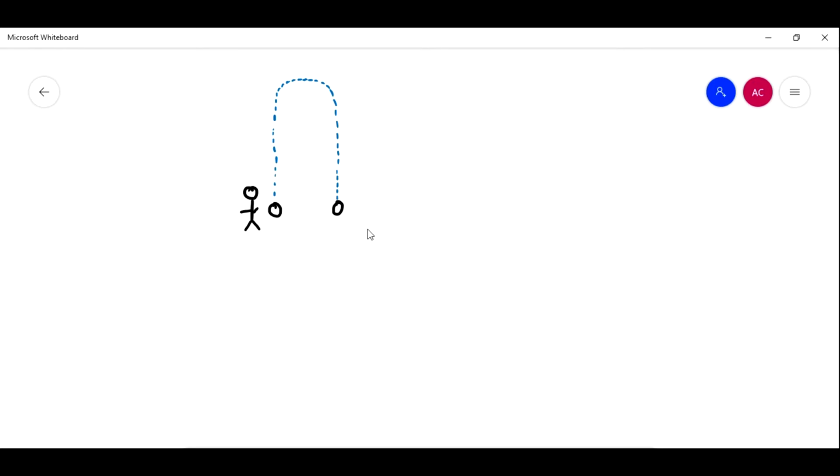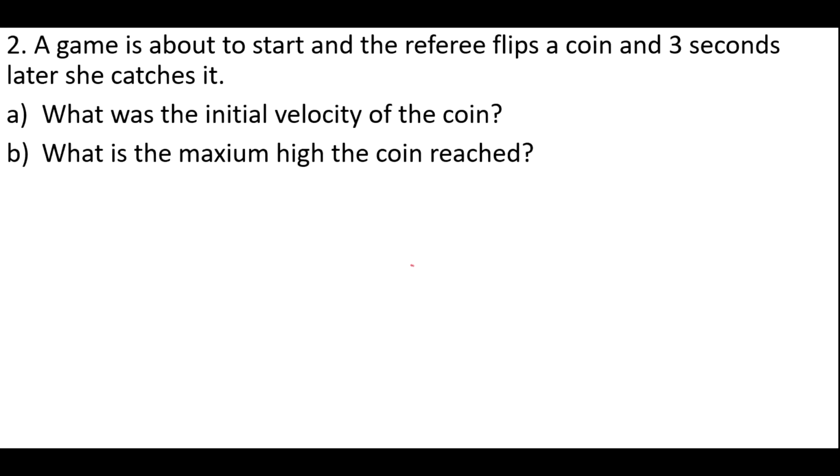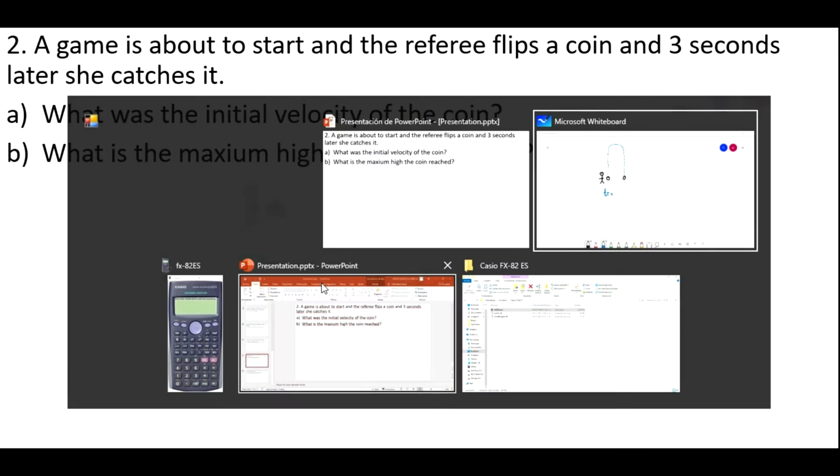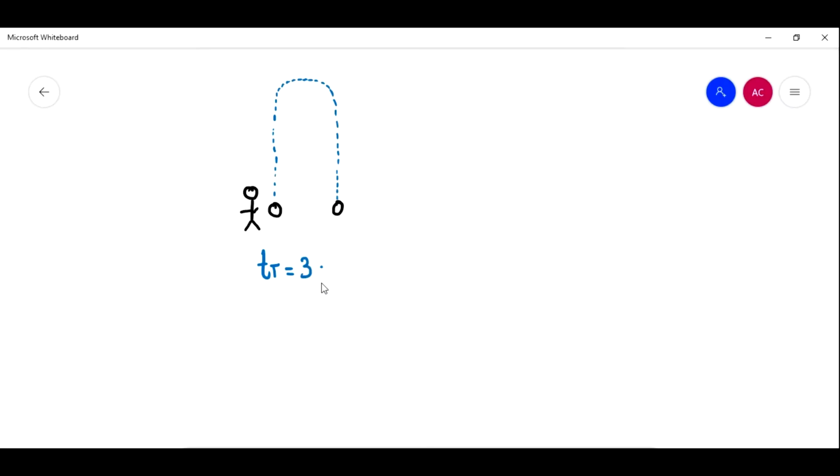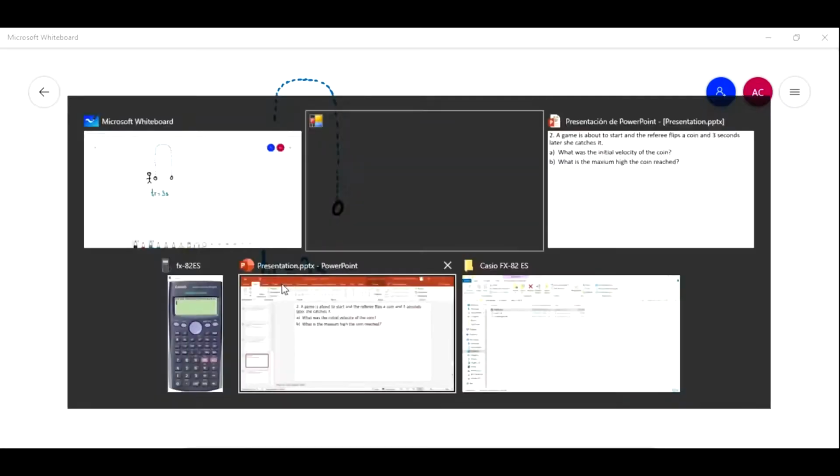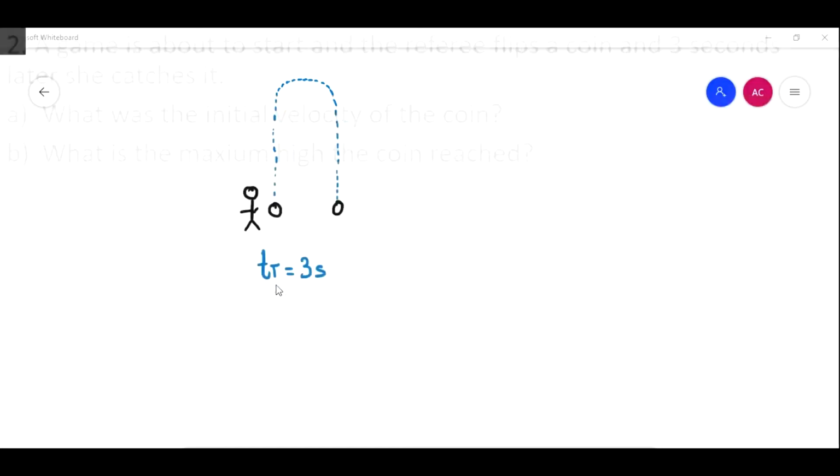Okay, so the total time from the beginning until the coin returns to the hand is 3 seconds. That's the only data that they give me. But don't worry, I don't need much in order to do this problem.